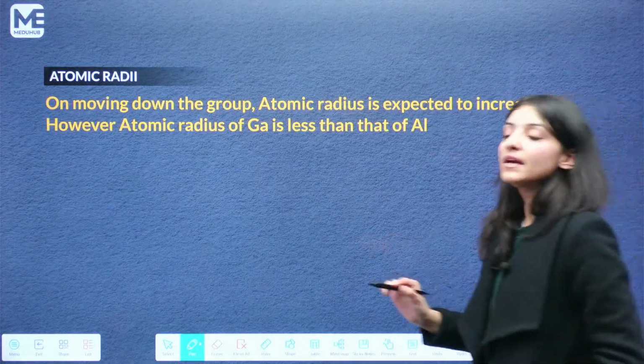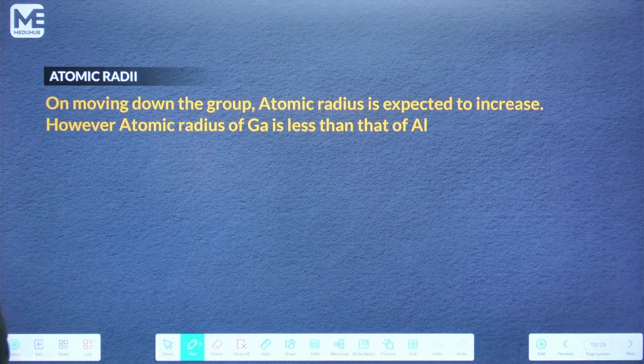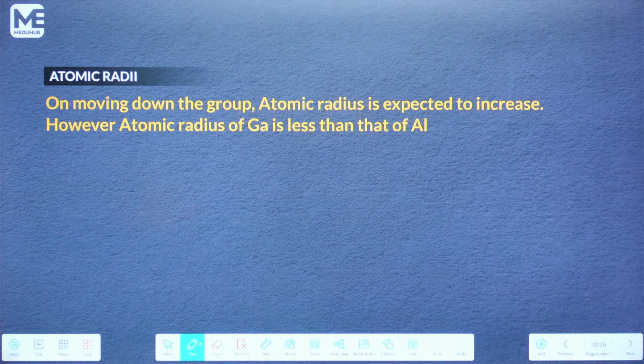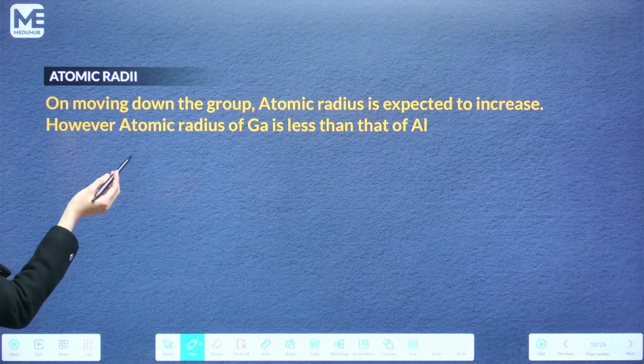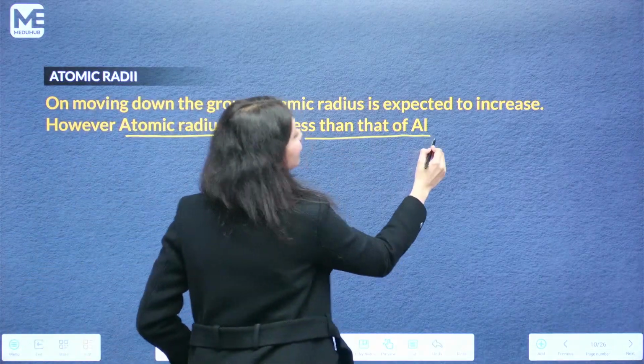Now you will see, what do you expect if you go down a group? In a group, when you come from top to bottom, shells are adding on, electrons are adding on. This would mean that the atomic radii should increase, because from boron to thallium a lot of electrons are added. This means a lot of shells are added, but that does not happen. It is expected to increase, but the atomic radius of gallium is less than that of aluminium.